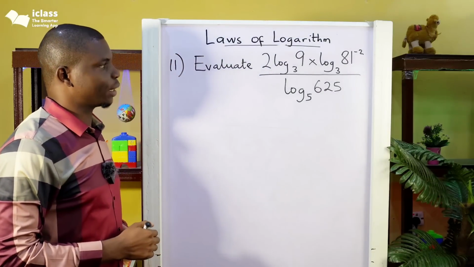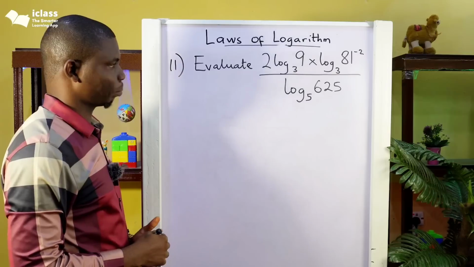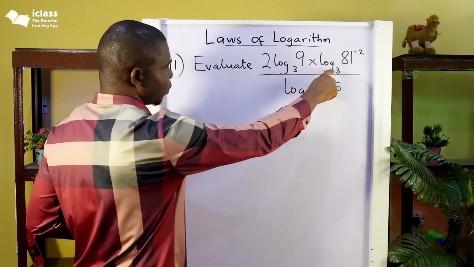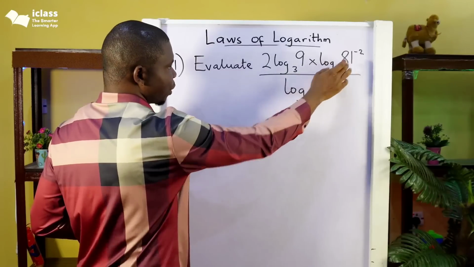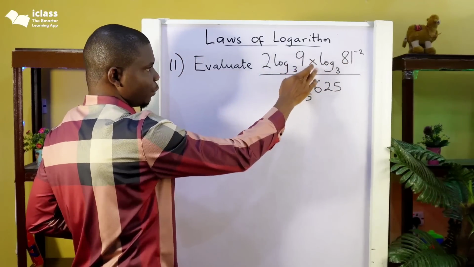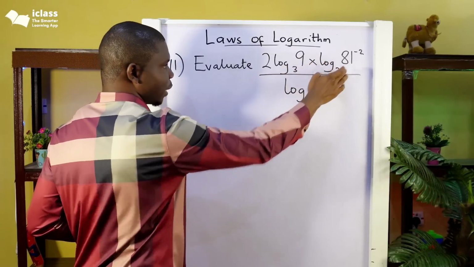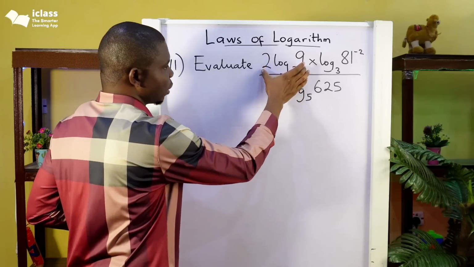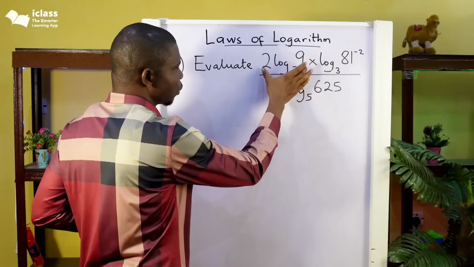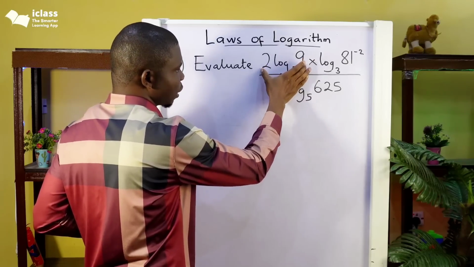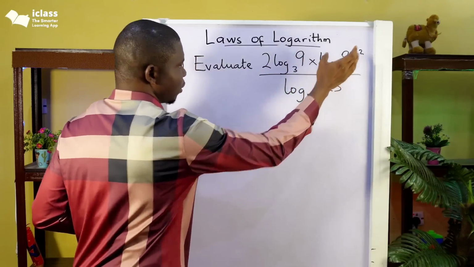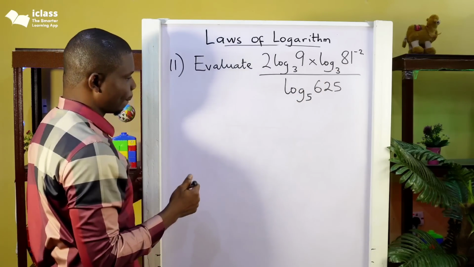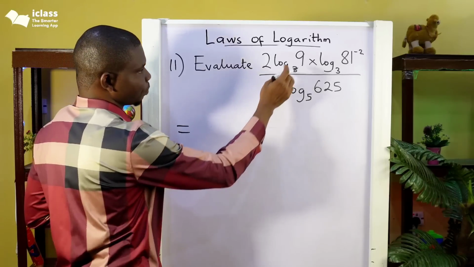Evaluate this logarithm expression. Now, this is multiplication. Even though they are logarithms of the same base, you won't multiply the arguments because this is multiplication. If it was addition, then that's when you multiply the arguments, right? So what we are going to do is to deal with the logarithms individually. So we deal with this, get what the answer is, then we multiply it by the answer for this one, right? So what do we do?